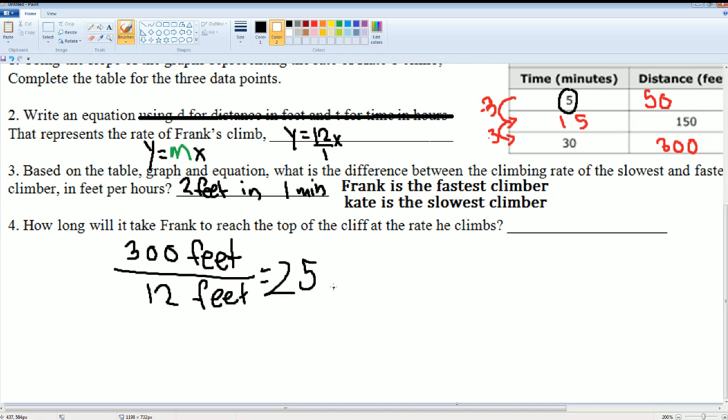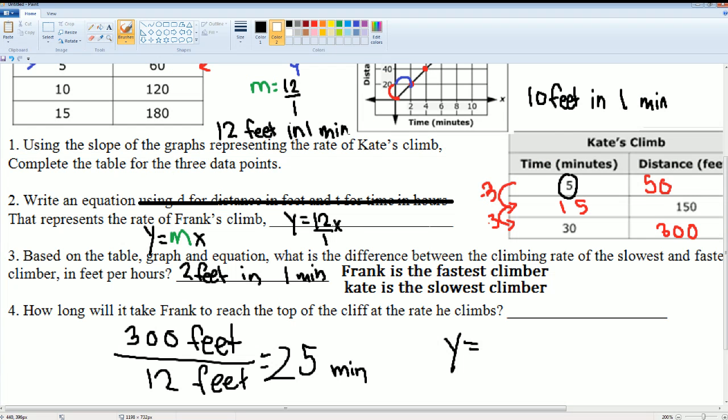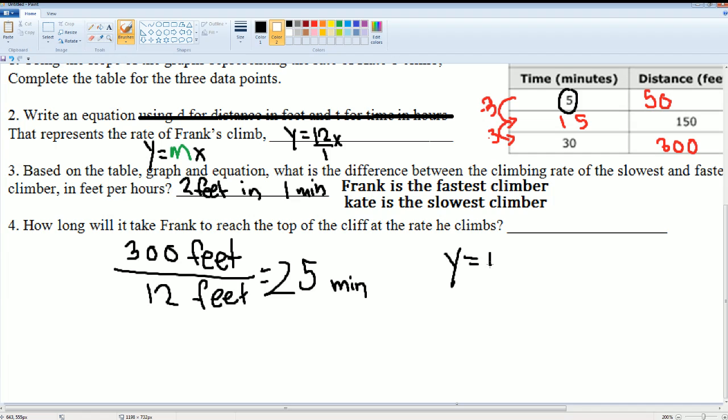25 minutes. Now, some of you are like, Mr. S, you did some weird math. Can you write the equation? Yes, I can. So it is y equals, what is the slope? 12 over 1, so you could just write 12 here. You don't really write the divide by 1. Plus 0, but do we ever write the plus 0? No. So now, you see the 300 feet? The 300 feet goes in for the y because that is your feet. So 300 equals 12x.